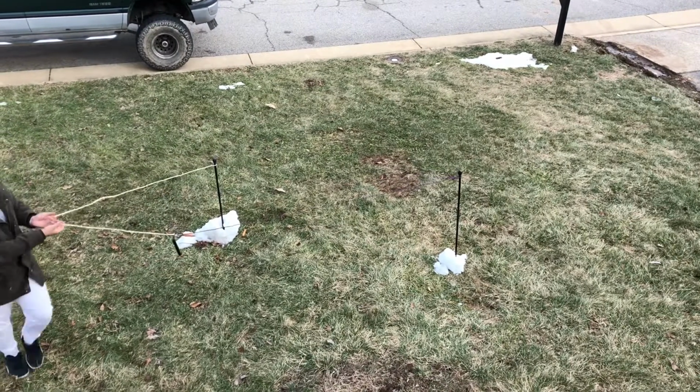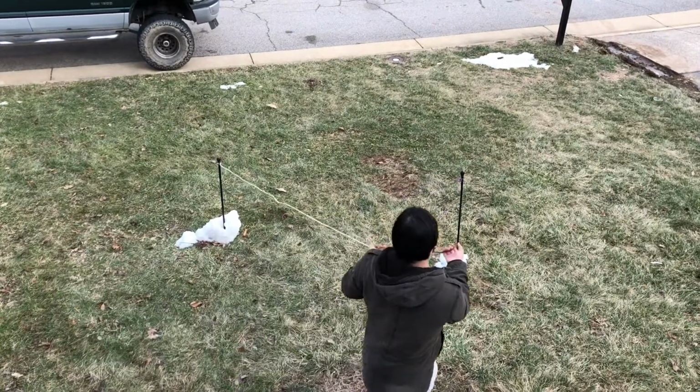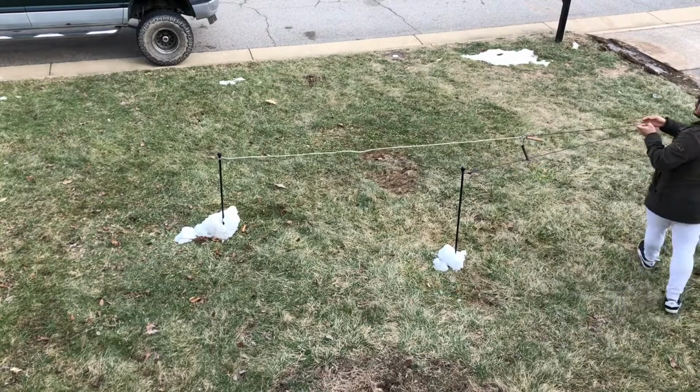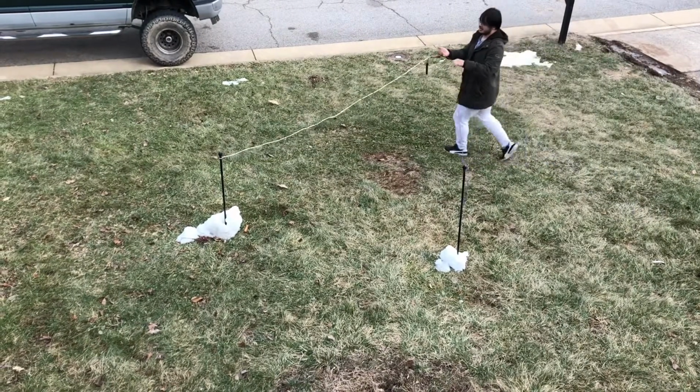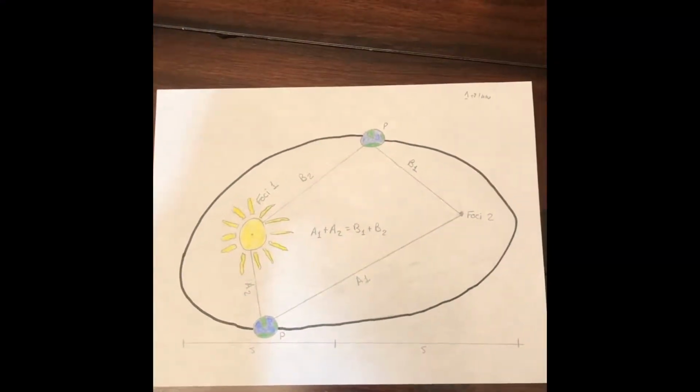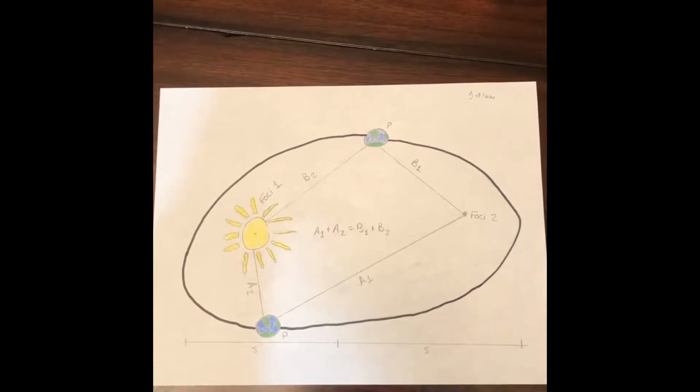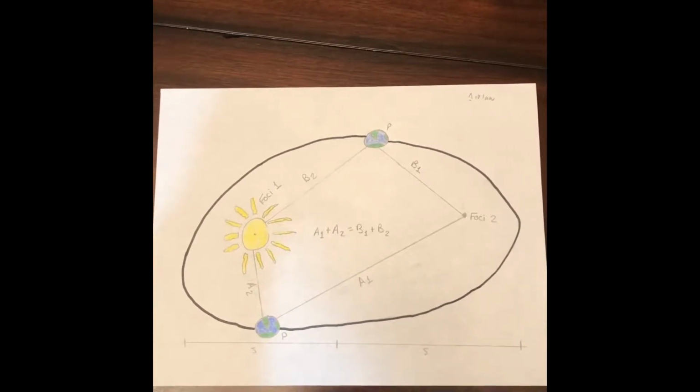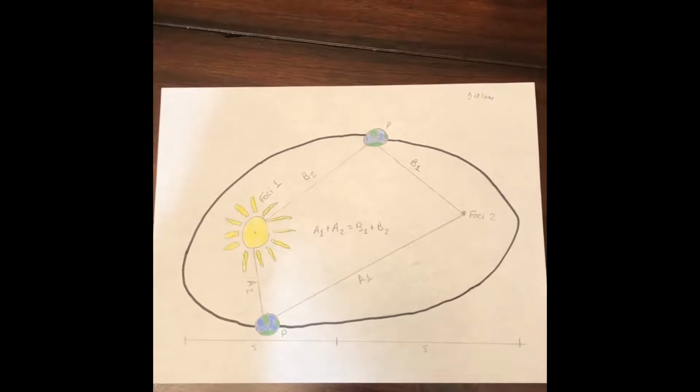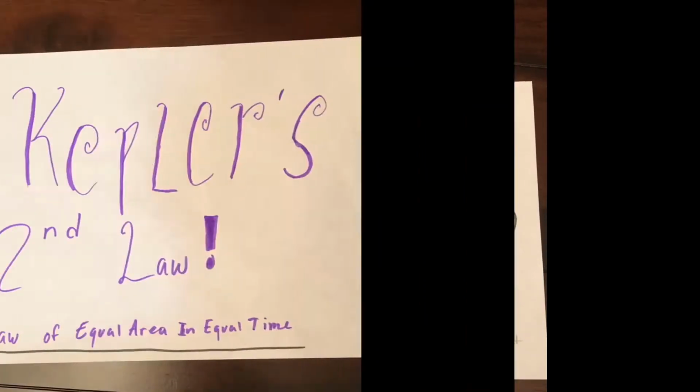No matter where the Earth moves, as shown by the A1 and A2, and also the B1 and B2, which are equal, wherever the Earth moves around in its orbit, the sum of the distances to each of the foci will always be the same.